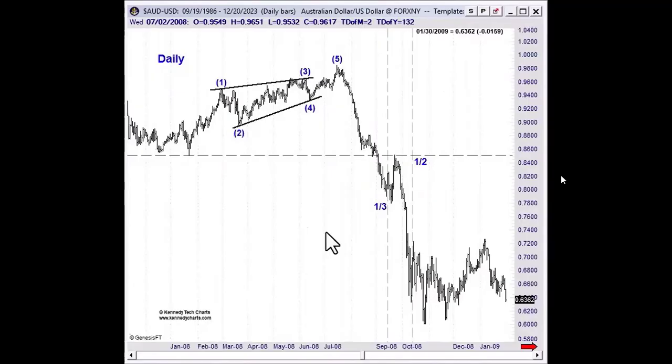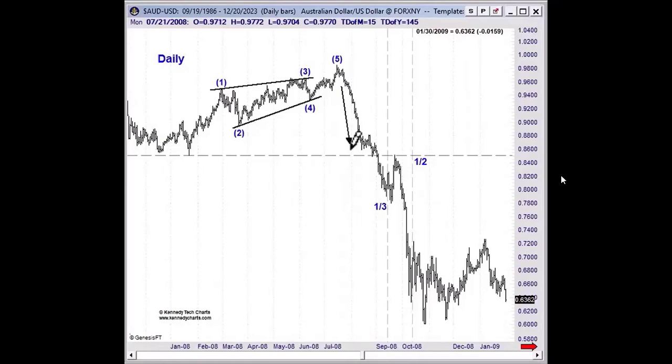Okay? But typically, whenever an ending diagonal terminates, remember the resolution? What can we expect as Elliotticians or chartists once we see an ending diagonal terminate? Well, we're going to be looking for a complete retracement of the move, actually even a little bit more. So we're going to be looking for a move down following the culmination of this pattern back to below the origin of the pattern.